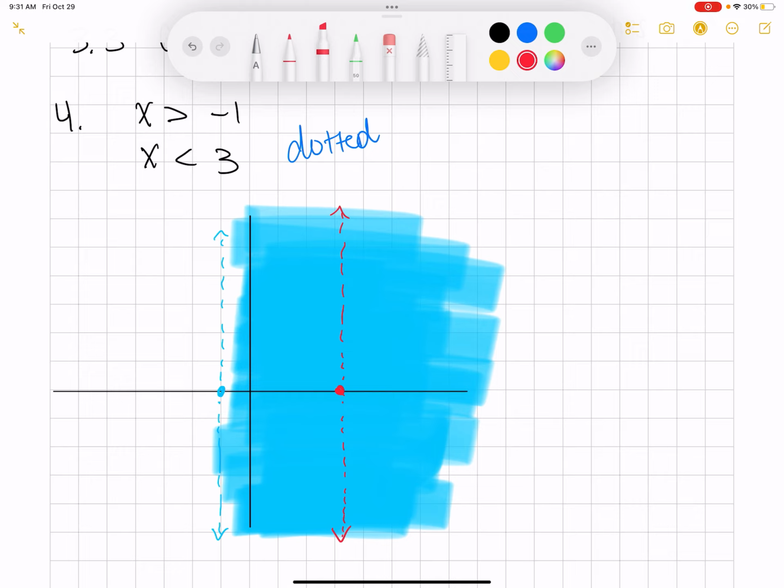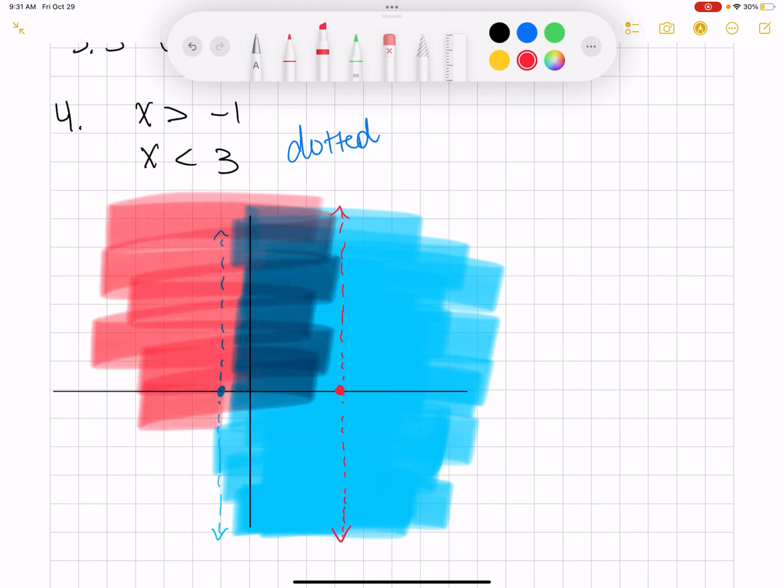Then what direction am I shading? Right. I mean left. Yes, left.